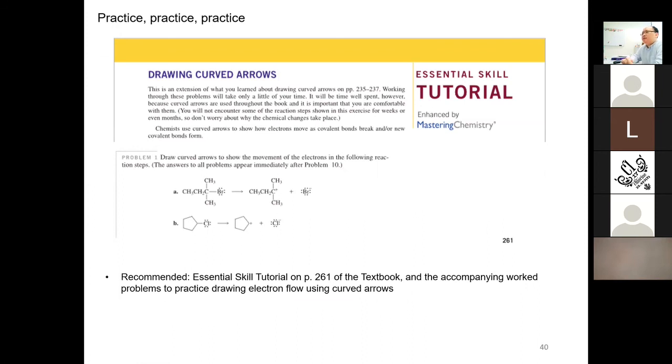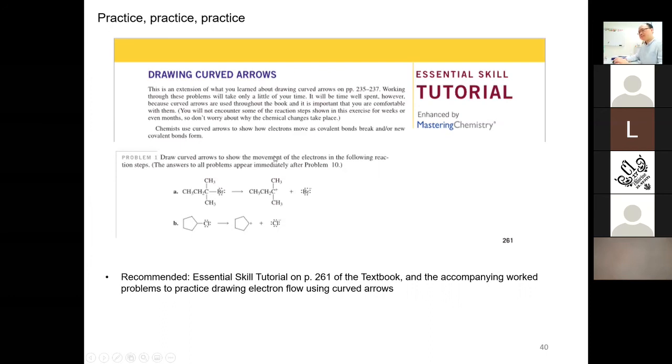Okay, so on page 261, there is an essential skill tutorial about drawing curved arrows, and it lists several problems that ask you to draw the electrons. For example, it asks you to draw the arrow pushing, or electron flow, of these reactions. You know that the bromide is high in electronegativity, so this has a partial negative charge, so this bond must break, so you draw here, right?